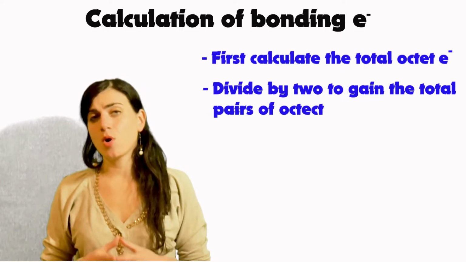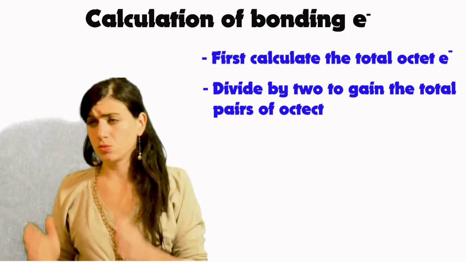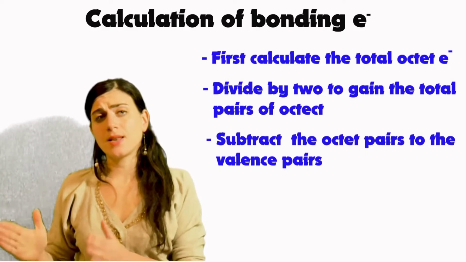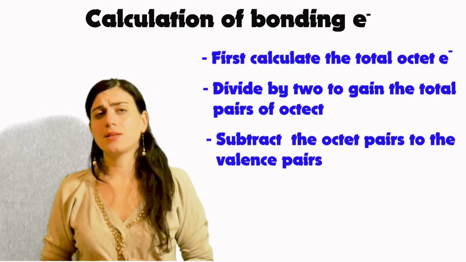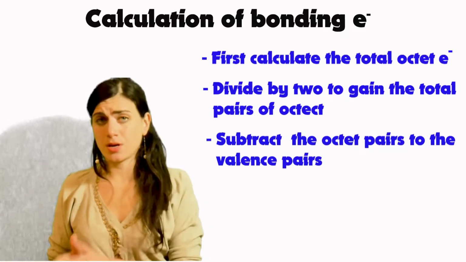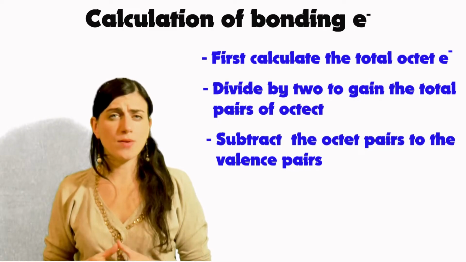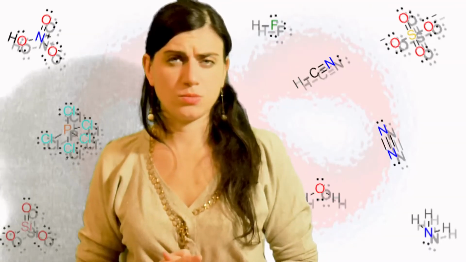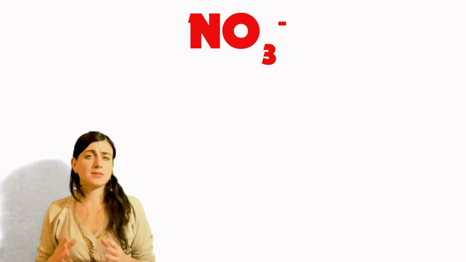The sum of octet, incomplete octet, extended octet and duet electron pairs must be subtracted from the pairs of valence electrons we have calculated before. In this way, you will obtain the bonding pairs, which is highly important to understand how many bonds we have there. Let's do an example. Let's go back to our molecule. Nitrogen and oxygen both follow the octet rule.